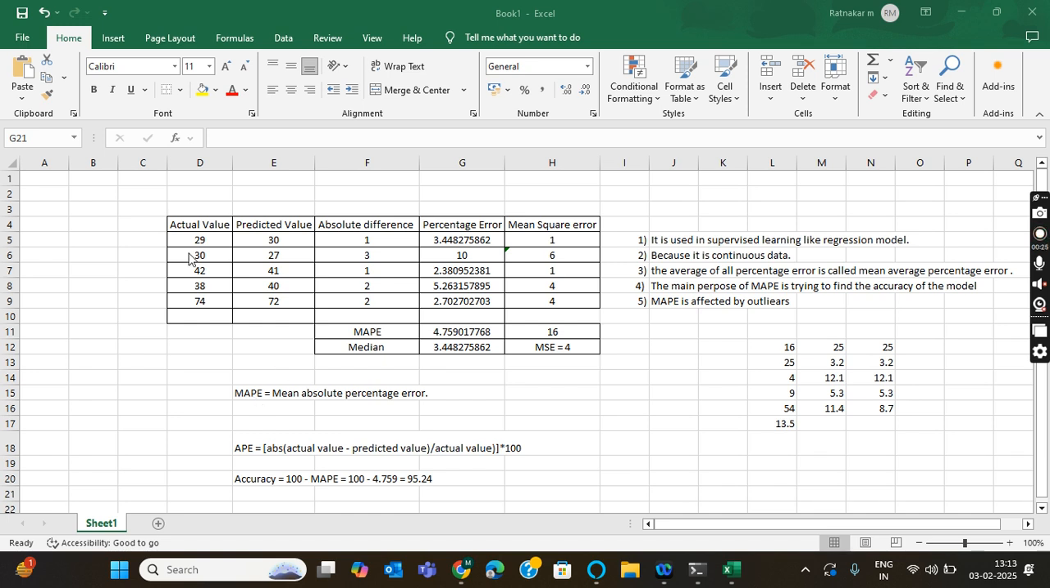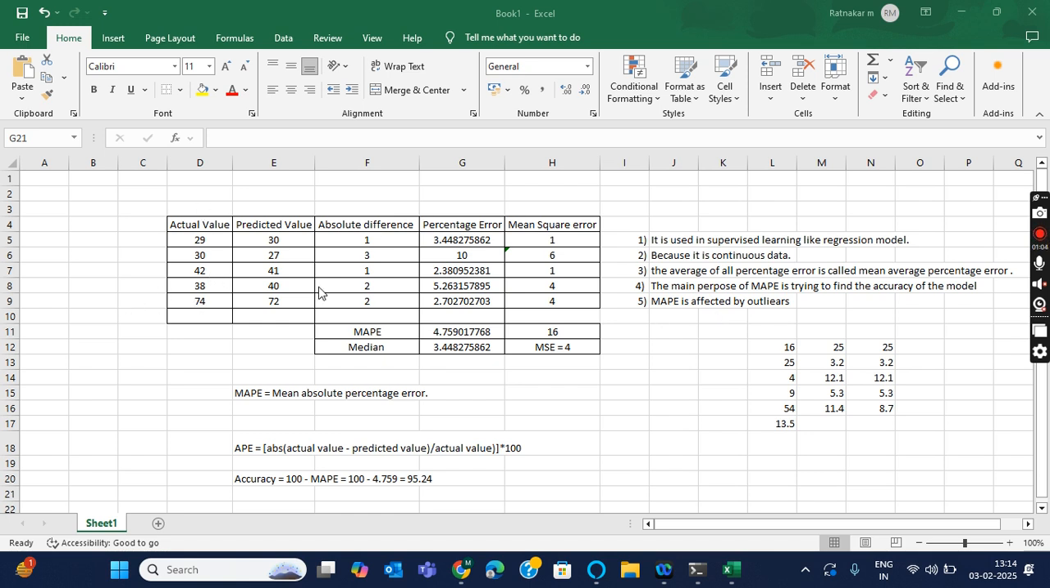data scientist. Okay, so I have a small data. The main purpose of using MAPE is to find the accuracy of the model, because it is continuous data, and MAPE we can use in continuous data like a supervised learning model, a regression model. The average of all percentage errors is called mean absolute percentage error. The main purpose of MAPE is the accuracy of the model, and MAPE is affected by outliers.